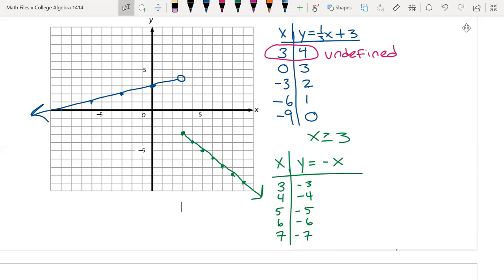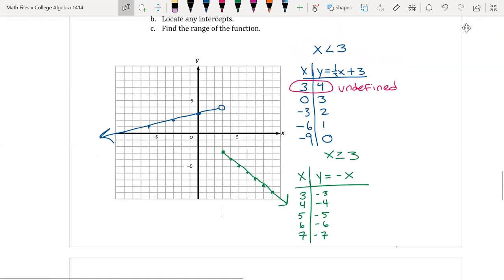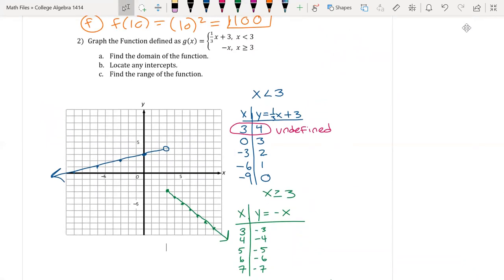Okay. So we have graphed the piecewise function. And now we want to answer the other questions. Like, what is the domain of this function?